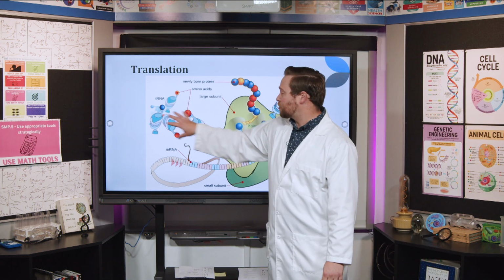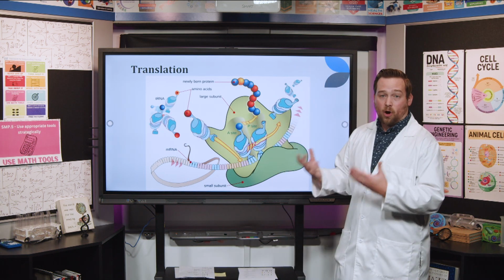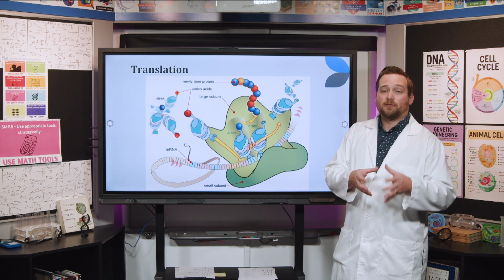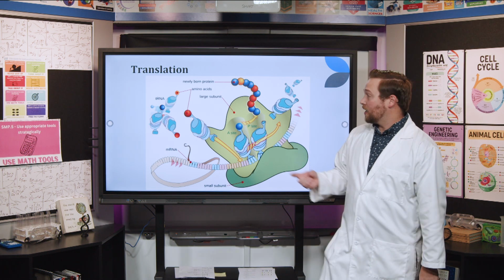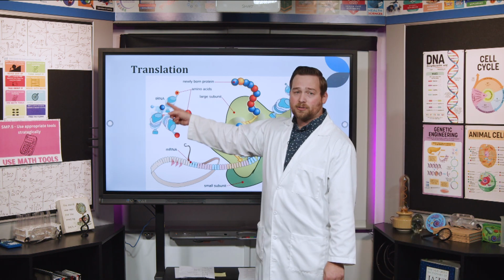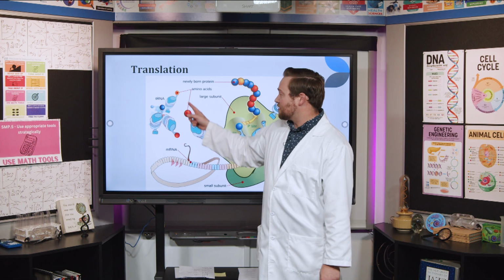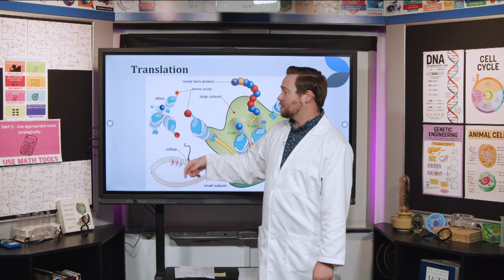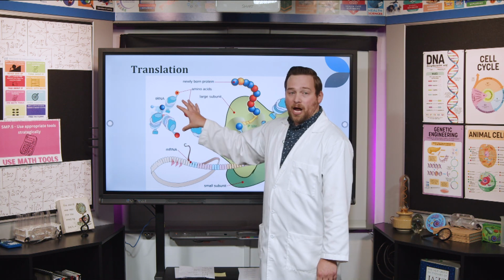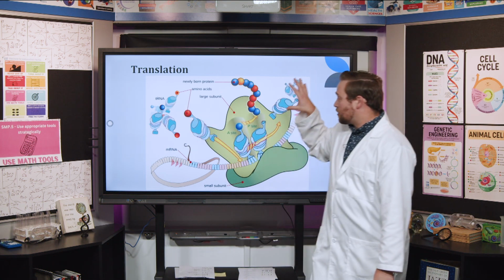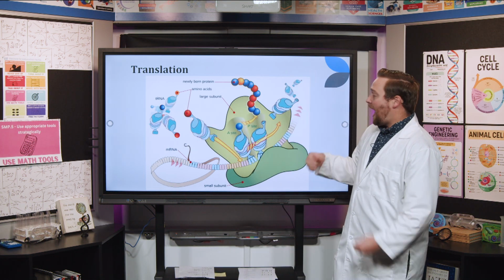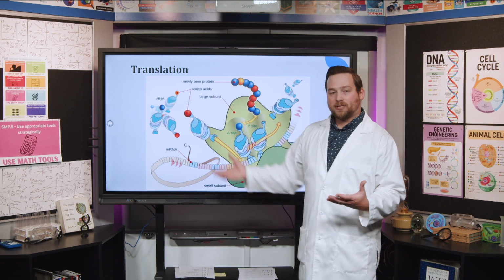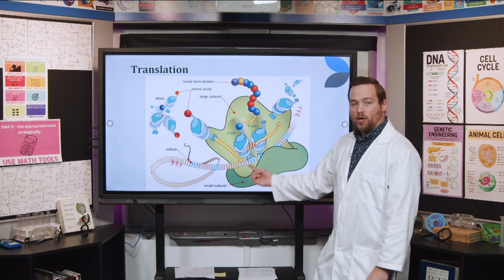These blue structures over here are known as tRNA, which the T stands for transfer. What's going on here is their job is to transfer these amino acids. The little circles here are amino acids. So their job is that they transfer the amino acids to the ribosome. Okay? How do we know what amino acid to use? Well, we use the codons.